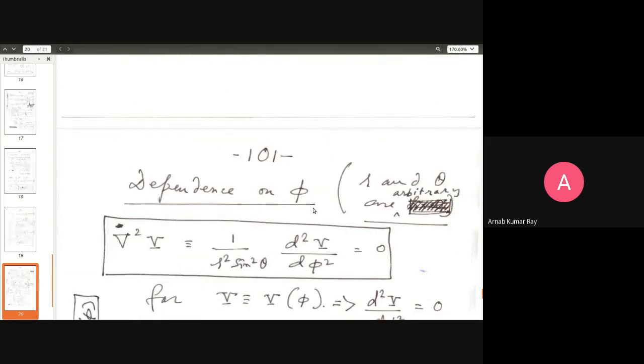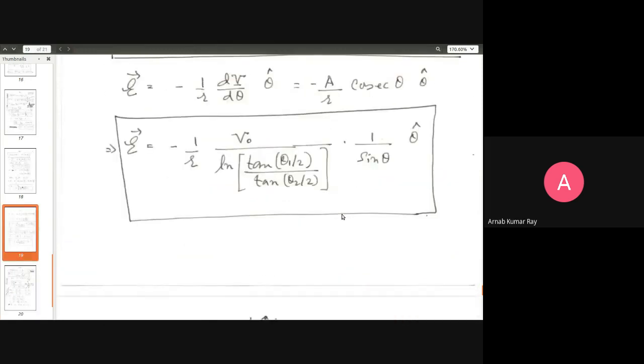In the next class, we shall talk about the dependence on phi, but the next class will not be held on Friday. Friday is a holiday on account of Vijayadashami, so we shall meet next week.